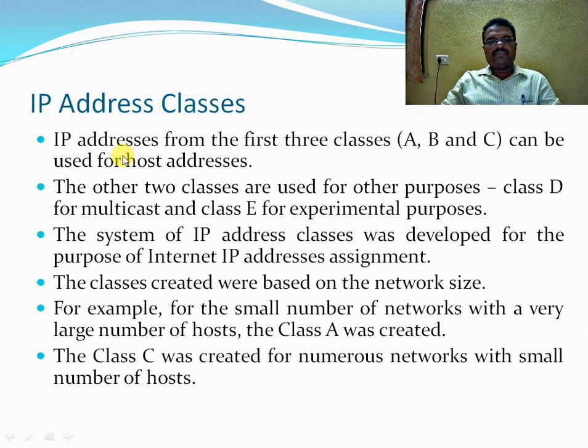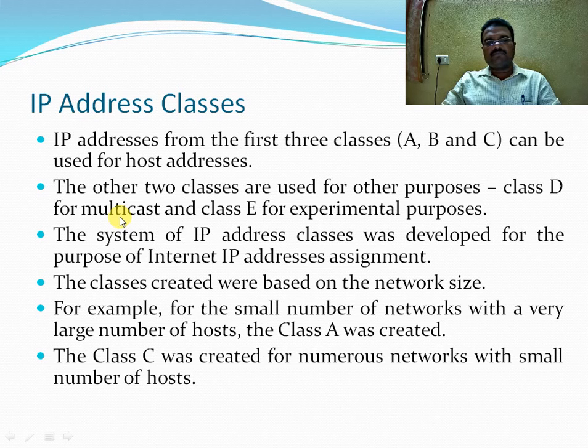The IP addresses from the first 3 classes, A, B, C, can be used for host addresses. The other 2 classes are used for other purposes: Class D for multicast and Class E for experimental purposes, nothing but research purposes.